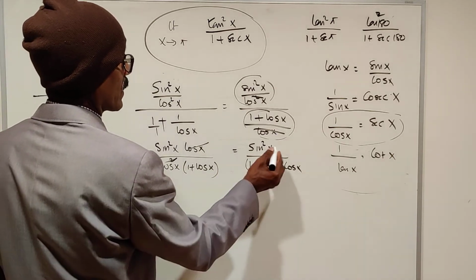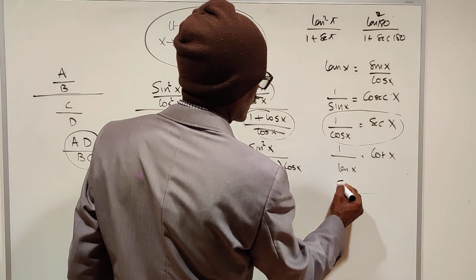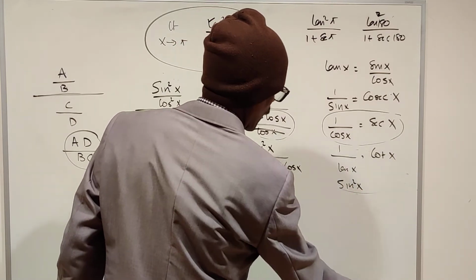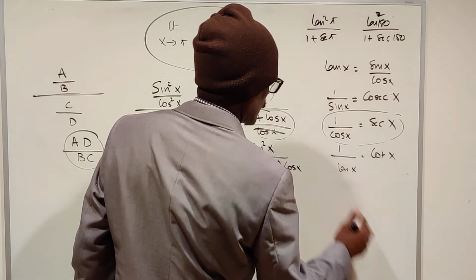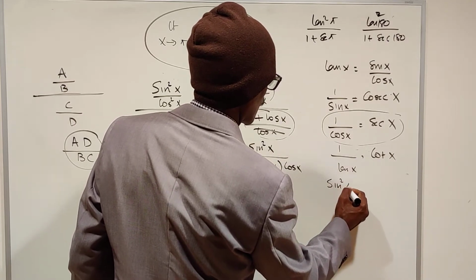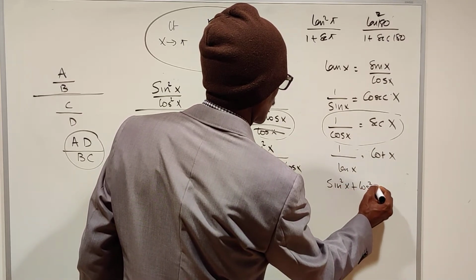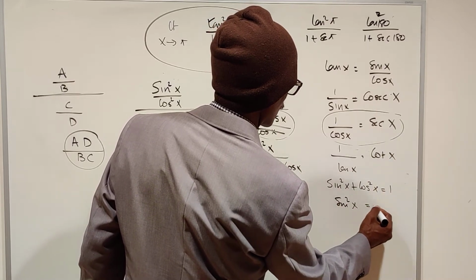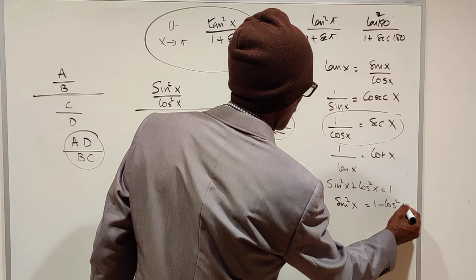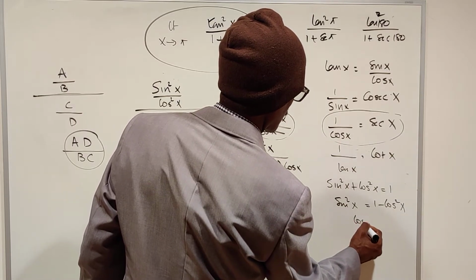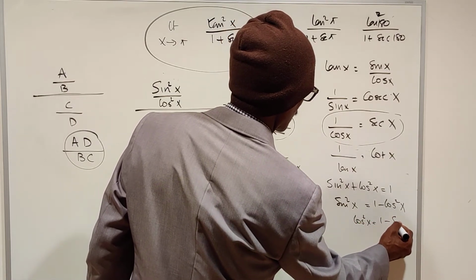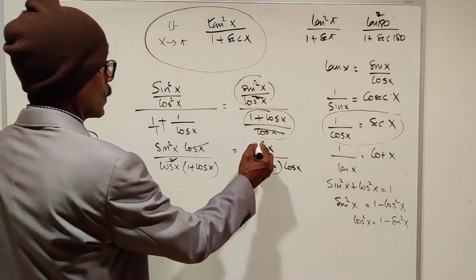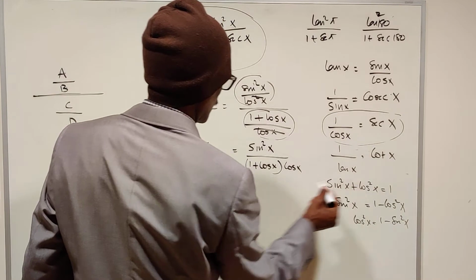So what is sin square x? Sin square x is 1 minus cos square x. See, this is the formula again. Sin square x plus cos square x equals 1. Sin square x equals 1 minus cos square x, or cos square x equals 1 minus sin square x. Okay, so sin square x is 1 minus cos square x.